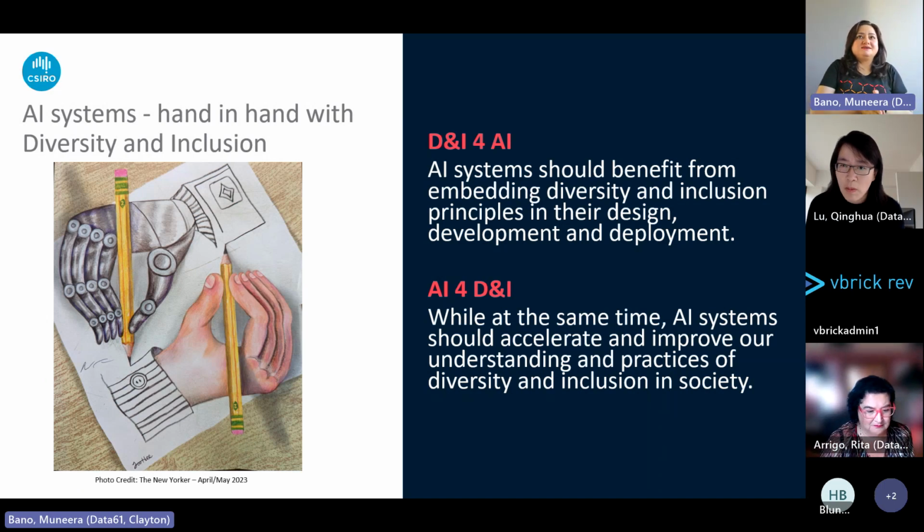The first is D&I for AI, which is that AI systems should benefit from and embrace the diversity and inclusion principles in their design, development, and deployment. So we already have some really good research out there on diversity and inclusion. How would that guide an AI design? And at the same time, how can existing AI solutions enhance D&I? So at the same time, they can accelerate and improve our understanding and practices of diversity and inclusion in society. After all, AI has been a good mirror to show all the biases that are coming from humans. AI itself does not exhibit that. It perpetuates, it accepts whatever is coming from the society and gives it back to us.